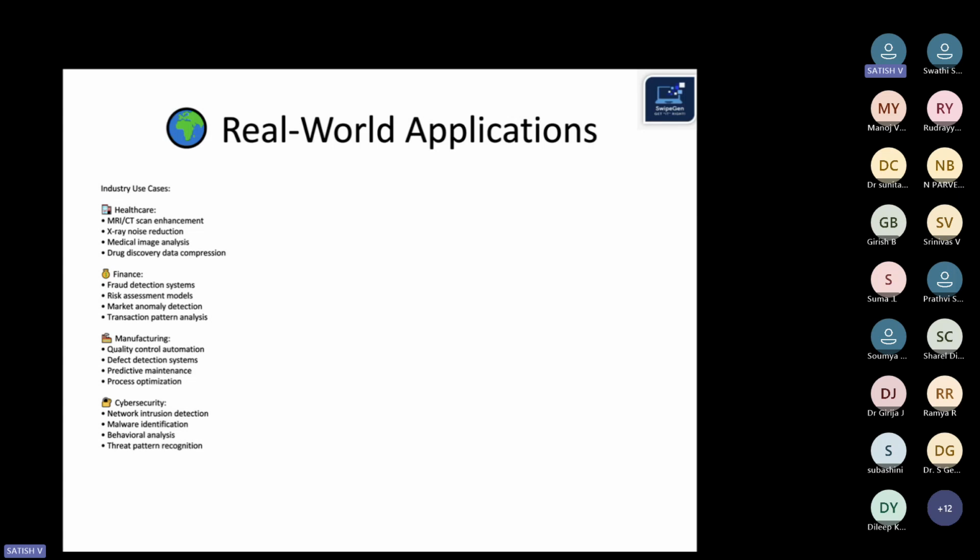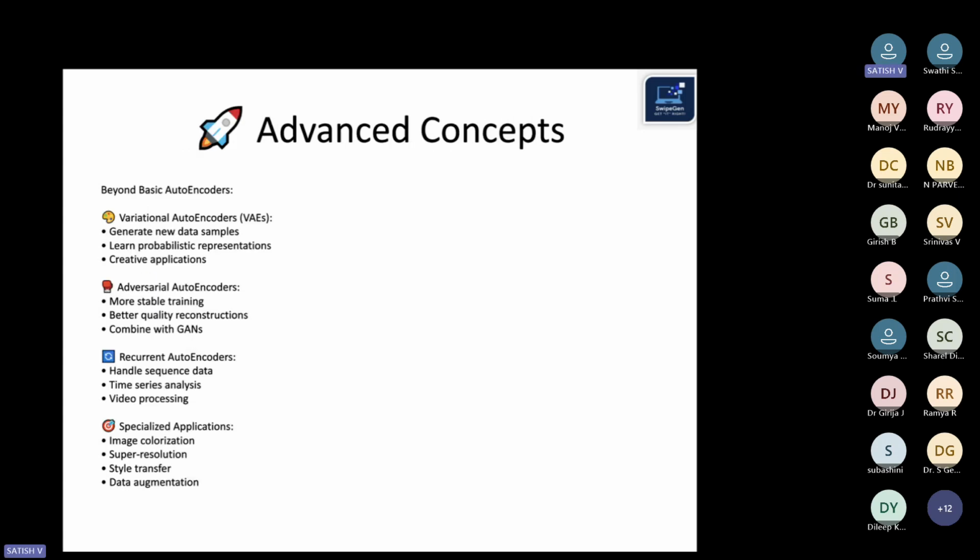Earlier, as I explained, these are our real world impact and industry use cases. Without anything else, we can see the advanced concepts. I would explain this in the last part, after we jump into the coding part, right? So is everyone comfortable with Google Colab Notebook?